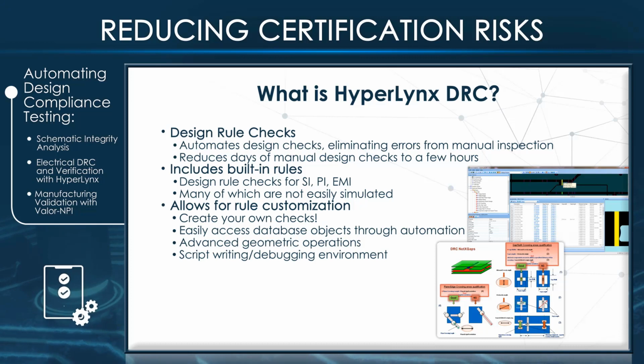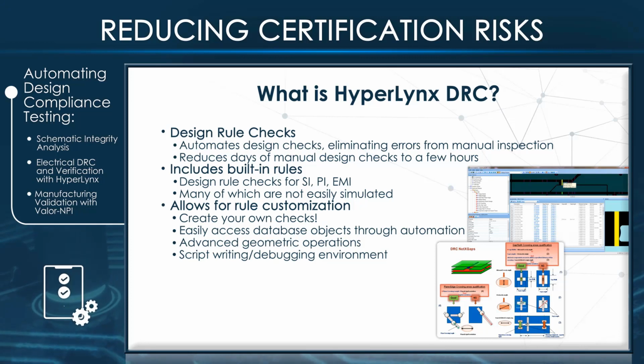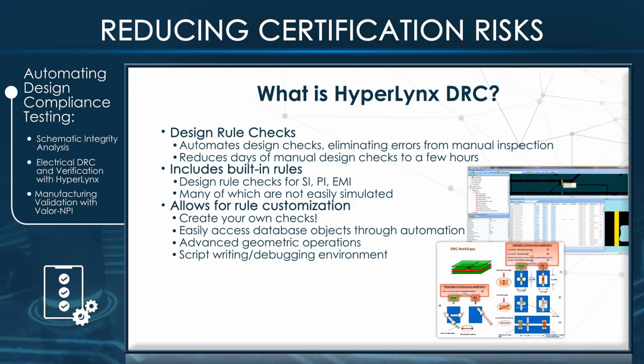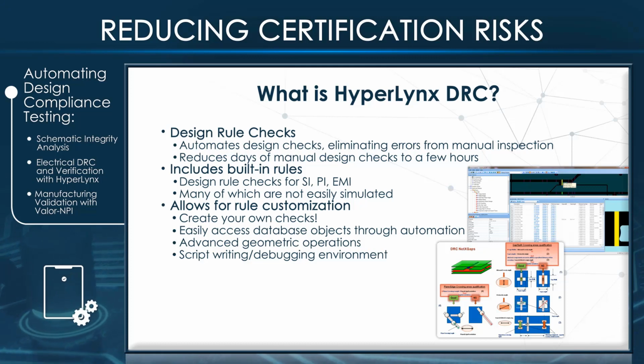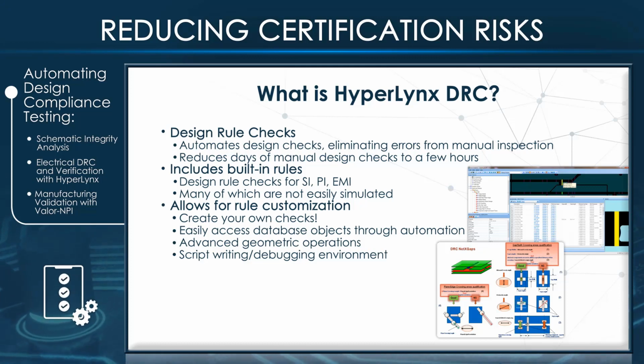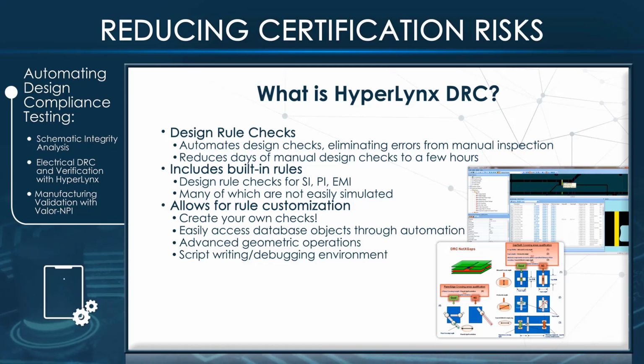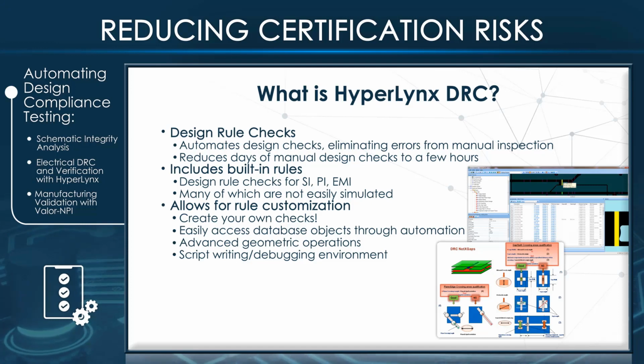So once again, it reduces the manual design time from a few hours to minutes because these checks run very quickly. It's got SI checks, power integrity checks, and EMI checks built in, and high voltage safety checks as well that we're going to talk about today. HyperLynx DRC also has its own script writing and debugging environment, so you can write your own custom checks and include that into the tool. So whatever your PCB review process is, HyperLynx DRC can automate it.